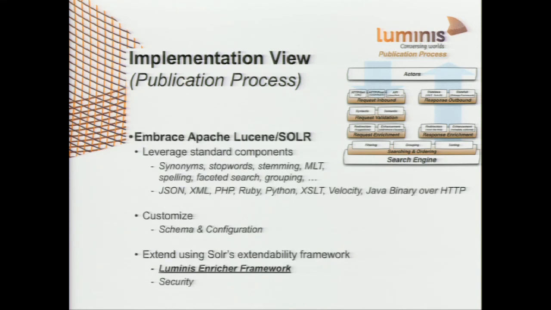So what we did with the publication process, we just embraced it. We said, come on, building your own search engine doesn't make sense. Just pick one, and this is the best open source Java-based search engine around. So we could actually use the synonym handling, the stop words, the stemming, the more like this, the spellchecking. There's a huge amount of functionality that we can already leverage out of the box, and we did leverage that out of the box. Of course we did. From an API point of view, it already had a huge amount of APIs that we can use.